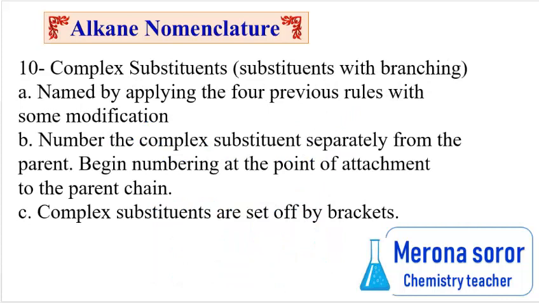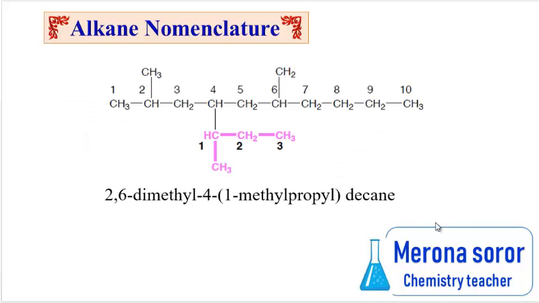Step number 10. Complex substituent with branching, named by applying the 4 previous rules with some modification. Number the complex substituent separately from the parent, beginning numbering at the point of attachment to the parent chain. Complex substituents are set off by brackets. This is an example: 2,6-dimethyl-1,4-brackets 1-methylpropyl decane.